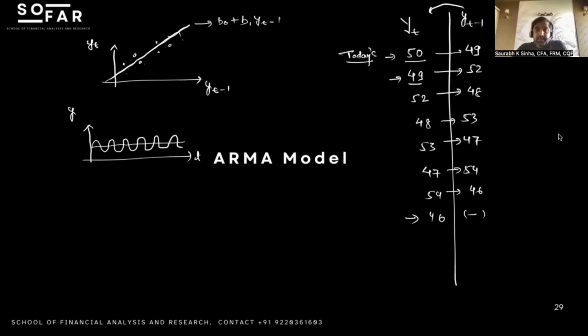Unless you see a mean reverting graph, you cannot even start thinking about an AR model. And what is that horizontal line? What is this horizontal line? This is going to be your mean.